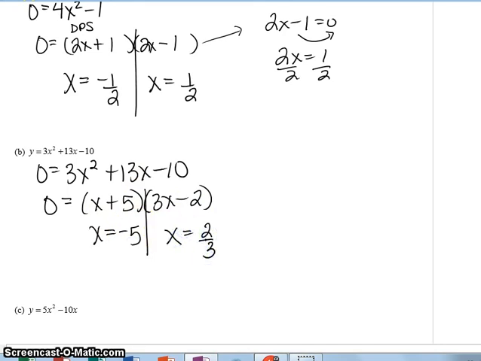I should list these as x-intercepts, though. So up here, that would be (-1/2, 0) and this would be (1/2, 0), because that's the x-intercept. For this one, it's (-5, 0) and (2/3, 0).